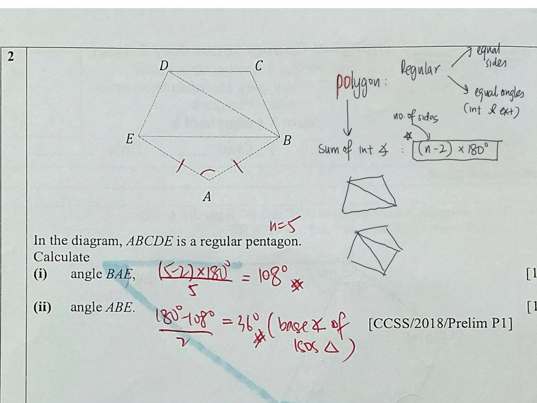And then the last thing we learn is sum of all the exterior angles. Doesn't matter how many sides you have, they always add up to 360. So of course, if you want to find one of them, you divide by n. That's all. So in this 7.3, you only learn these few things.